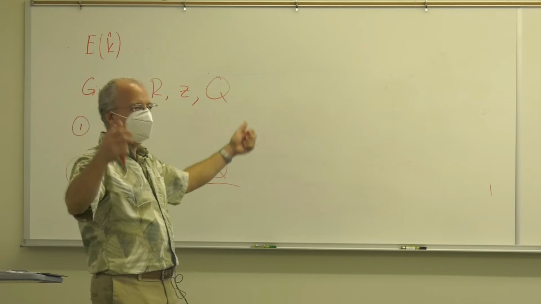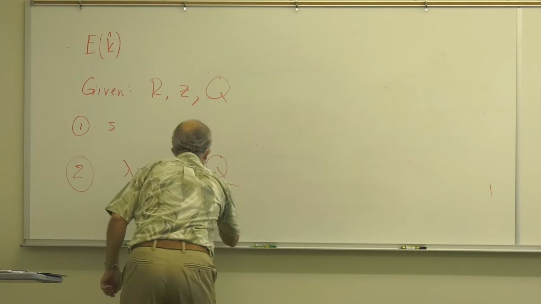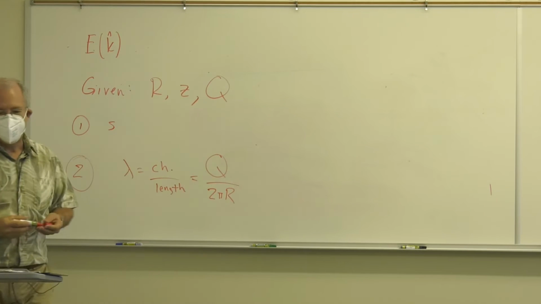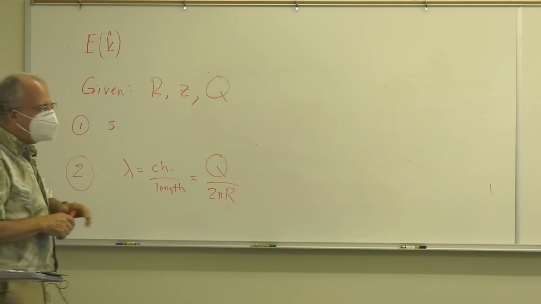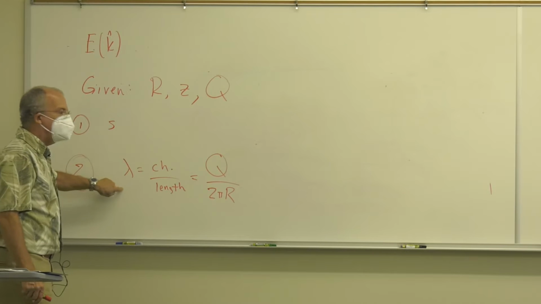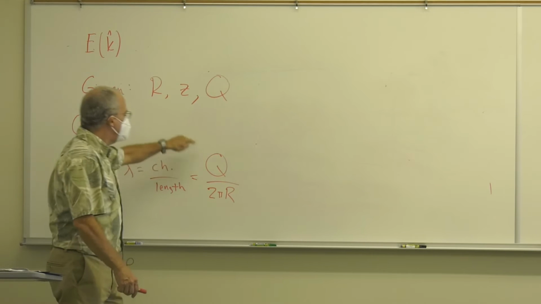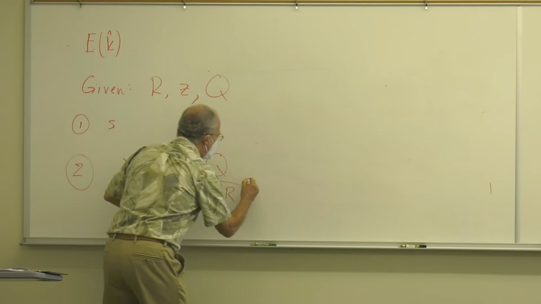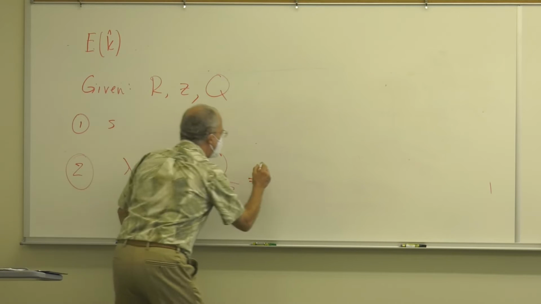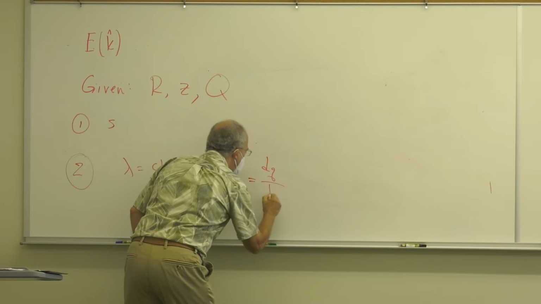2 pi r, right? The circumference, 2 pi r. Okay, now, the linear charge density is uniform. So this is the total charge over the total length. So that's equal to what? Little charge over little length. Yeah, the little charge over the little length.